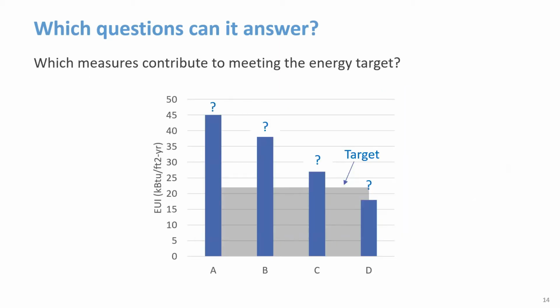Another question is, which measures contribute to meeting the energy target? Success in meeting an aggressive target often requires a package of measures. A set of models with incremental changes can show how much each change contributes to the total savings. These measures could be things like insulation or window shading, efficient lighting, or HVAC system features, for example. I've shown just a few examples of potential design questions.